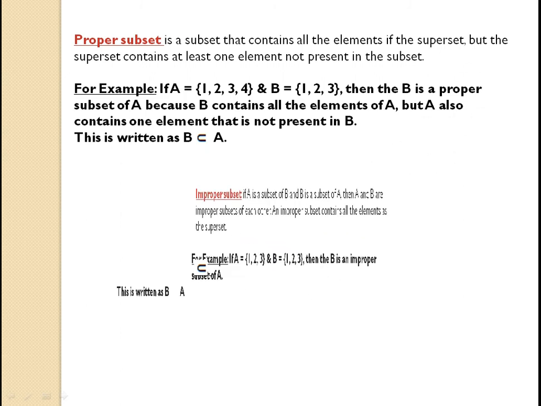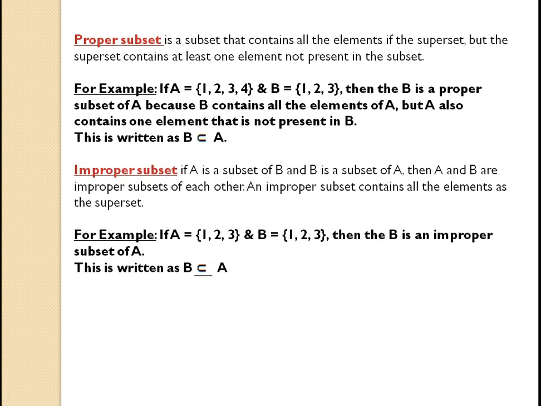Okay? Now we have the improper subset. If A is a subset of B and B is a subset of A, then A and B are improper subsets of one another. An improper subset contains all the elements of the superset. For example, A = {1, 2, 3} and B also contains {1, 2, 3}. Then B is an improper subset of A. It can be written like this. There is a symbol for an improper subset.